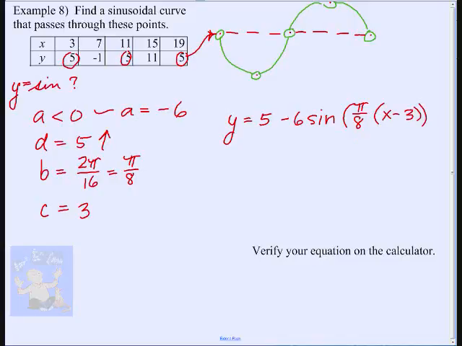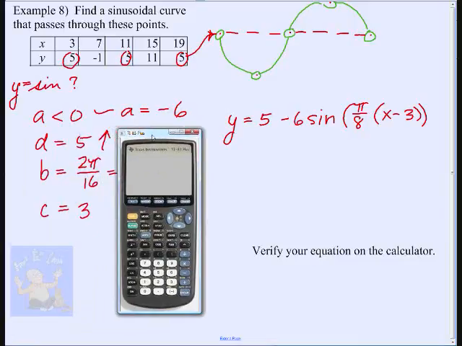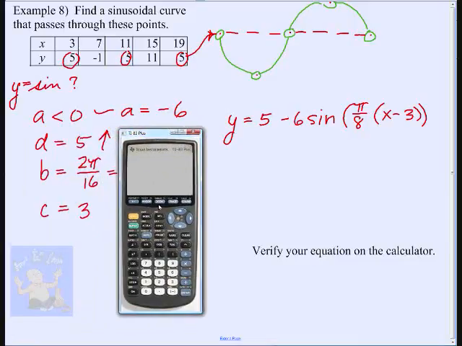Now let's verify this one on our calculator. You know from working with me in the past that it actually is pretty important to do this kind of verification. First of all, I want to make sure that I am in radian, which I am. Let's put our window together.